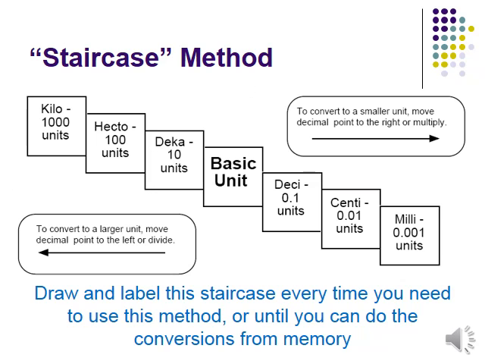Once again, here's that staircase method. It really lets you see that using the metric system, it decreases by 10 with each unit of measure from kilo to milli. And we need to know these in order: kilo, hecto, deca, base unit, which is your meter, liter, or gram, depending on what you're measuring, deci, centi, and milli.